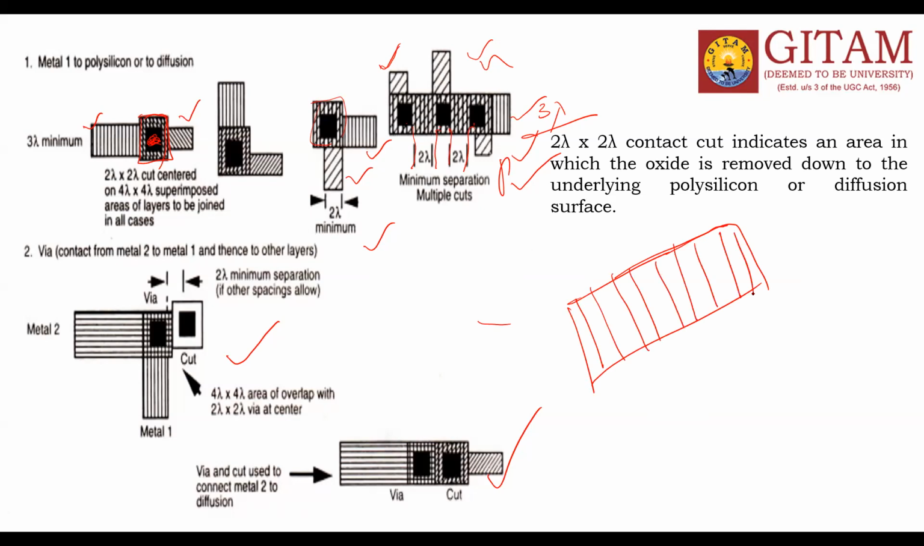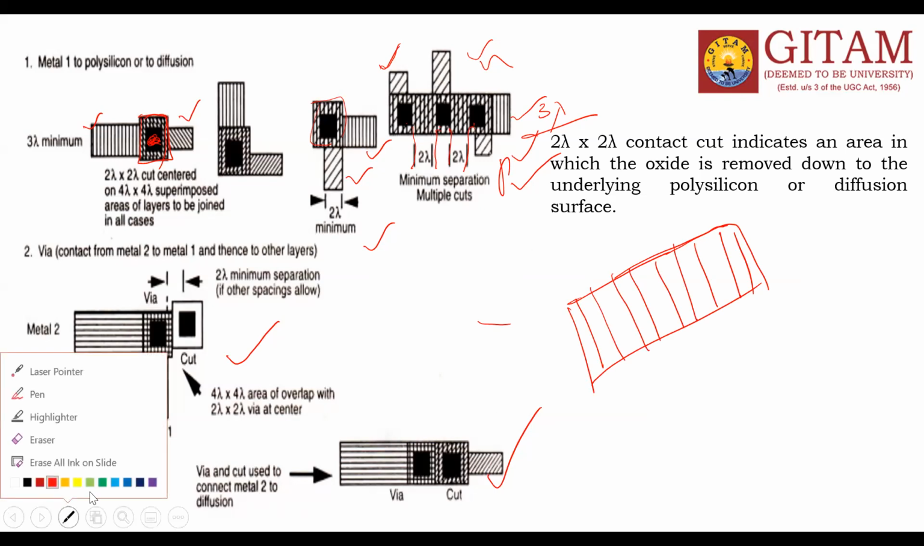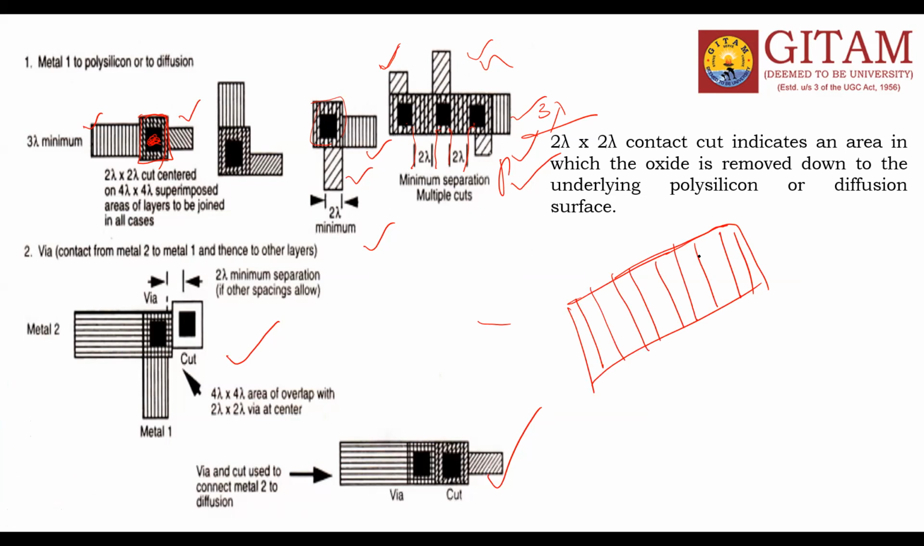If I want to join polysilicon, this is my polysilicon maybe. I will take different colors. So let us say this is my N diffusion. I want to join these two. This is the metal, and this is the N diffusion. What to do between the metal and this N diffusion? There is an oxide layer there.